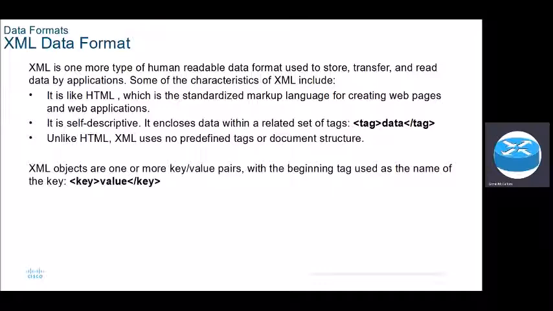But with XML, there are no predefined tags, and so you can just do whatever, however you wish to describe it. And so, of course, XML objects are one or more key value pairs with the beginning tag used as the name of the key. And of course, you just put the slash in front of the key to close that value.